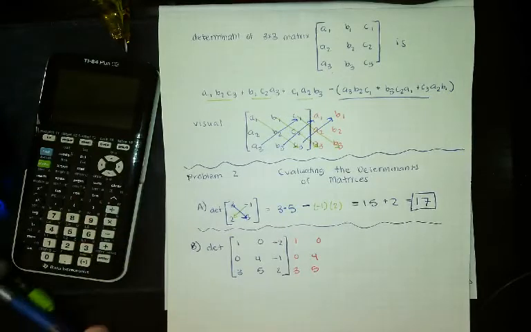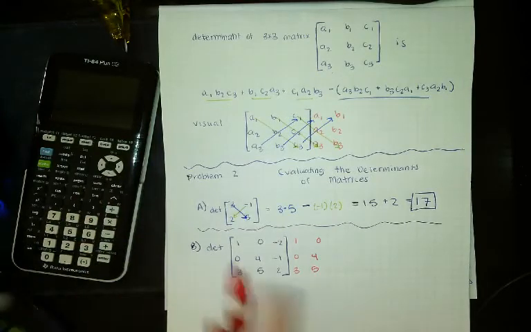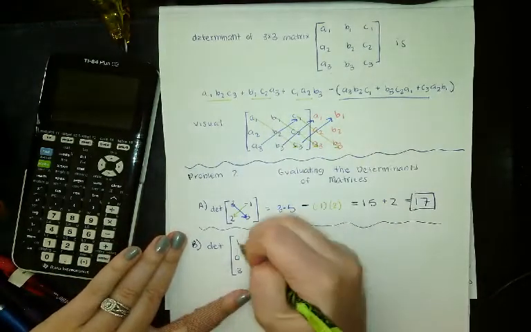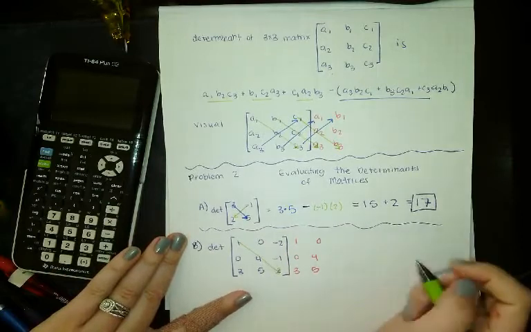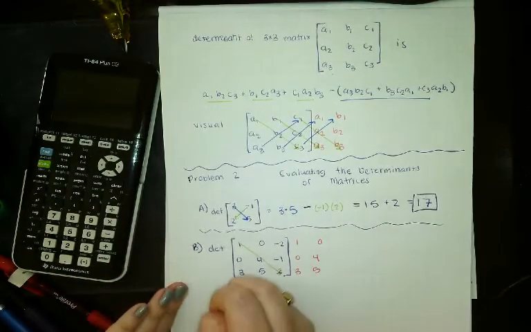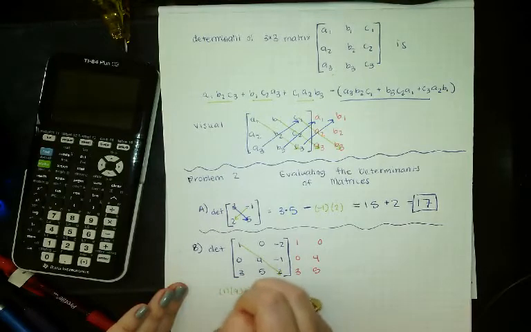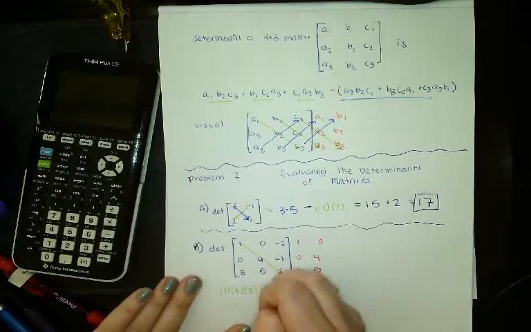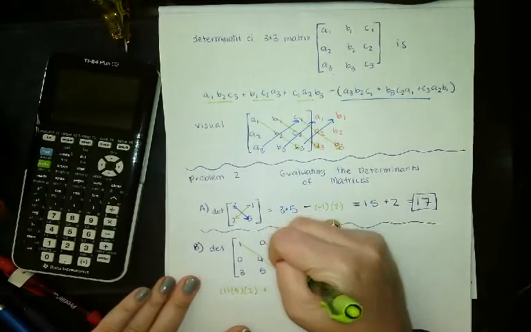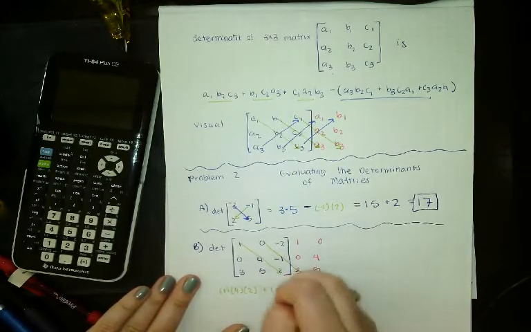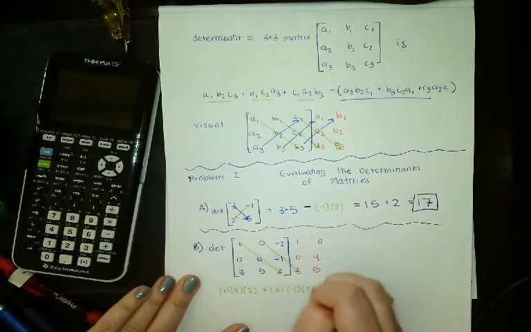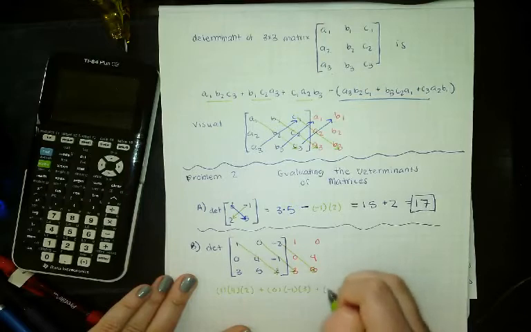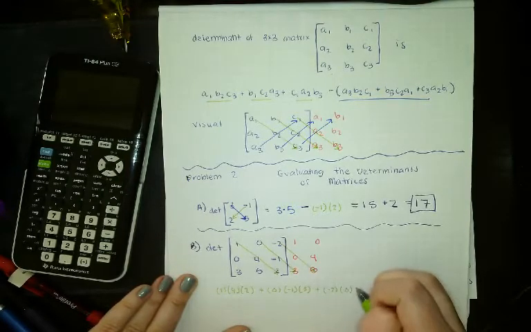Okay, and then now I can do what I did here. I'm going to take these and multiply all of those together. So it's going to be 1 times 4 times 2. Then I'm going to add and multiply these together: 0 times -1 times 3. Then I'm going to take these and multiply them: -2 times 0 times 5.